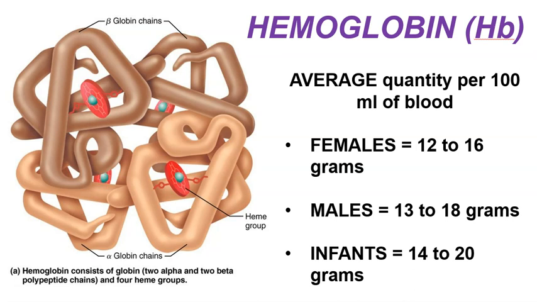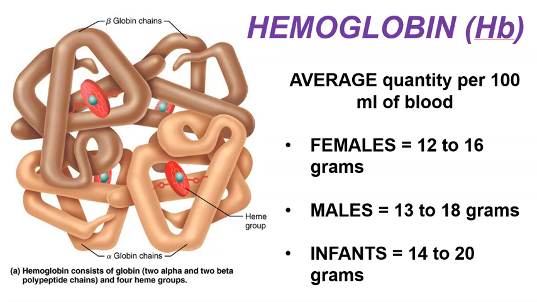The average for adult females is anywhere between 12 to 16 grams of hemoglobin per 100 milliliters of blood. The average for adult males is anywhere between 13 to 18 grams of hemoglobin per 100 milliliters of blood. And the average for infants is anywhere between 14 to 20 grams of hemoglobin per 100 milliliters of blood.